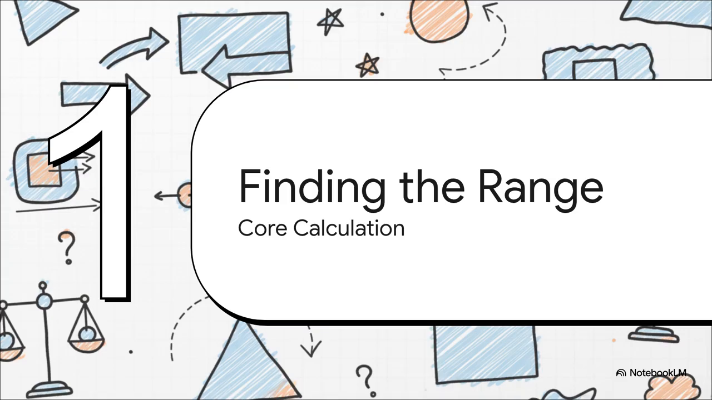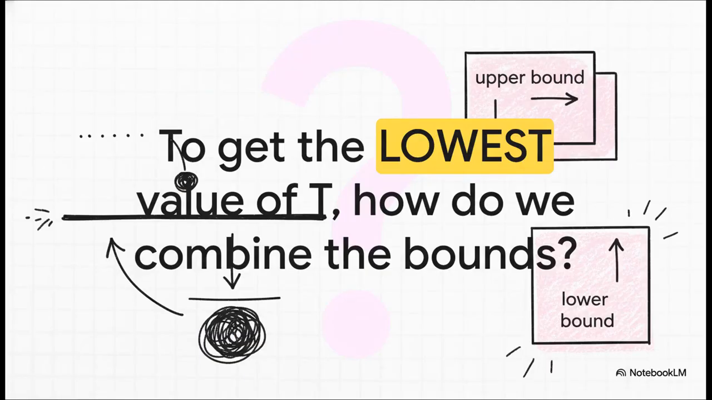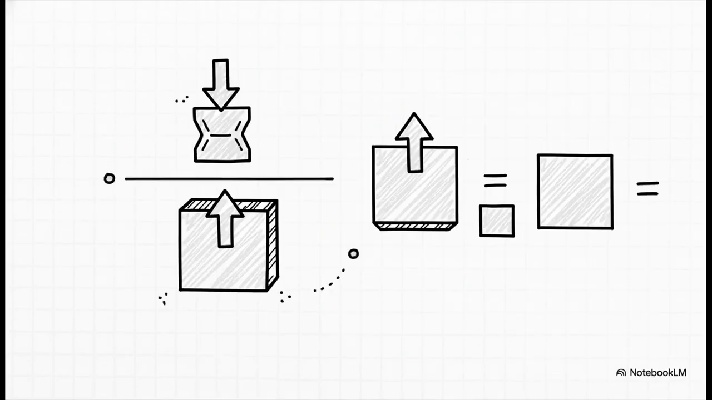This is where we get those big, juicy method marks. Okay, quick question for you. Think about it for a second. t is a division. If you want the smallest possible answer from a division, what do you do to the number on top and what do you do to the number on the bottom? You got it. To make t as small as possible, you need the smallest possible number on top.